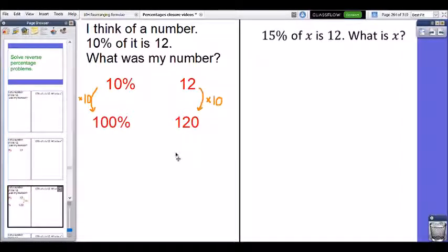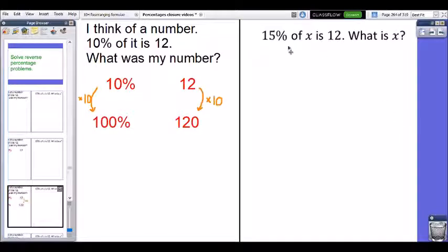To check, you could work out what 10% of 120 is, and you will find that the answer is 12, so 120 is my answer. Please could you pause the video and have a go at this second question. It's a little bit trickier, and then unpause it when you're ready for the solution.